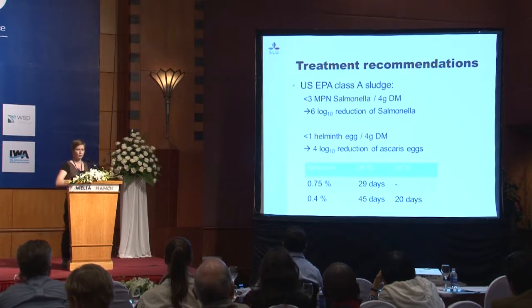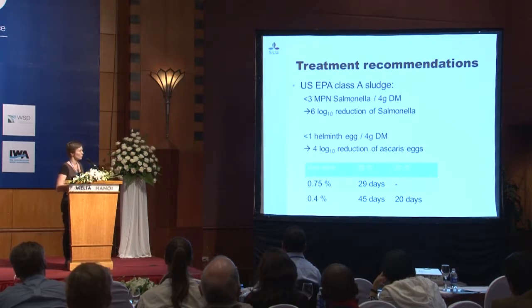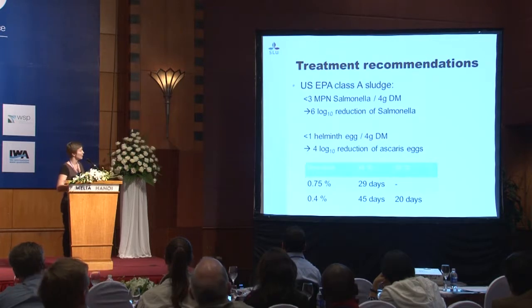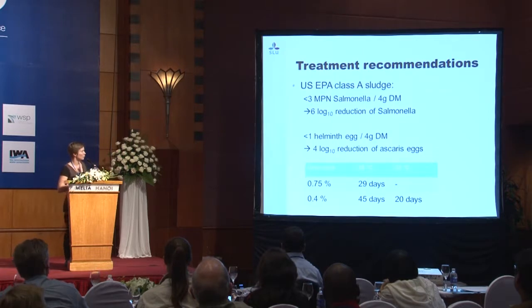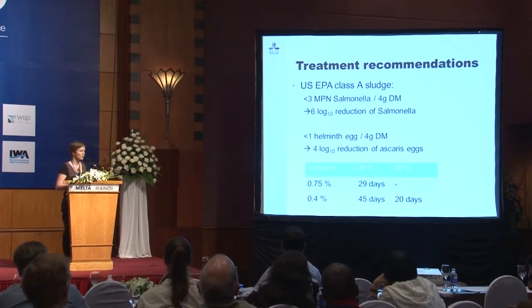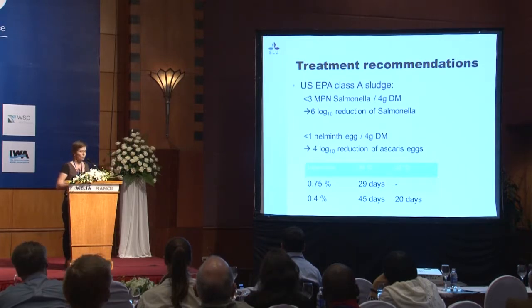And if you want to estimate for how long you should treat this toilet waste to achieve the US EPA Class A criteria for sludge, which is less than 3 most probable number of Salmonella per 4 grams of dry matter, it was estimated that a 6-log reduction of Salmonella could represent that end concentration. And regarding helminth egg, to reach 1 helminth egg per 4 grams of dry matter, it was estimated that a 4-log reduction of the egg viability was needed.